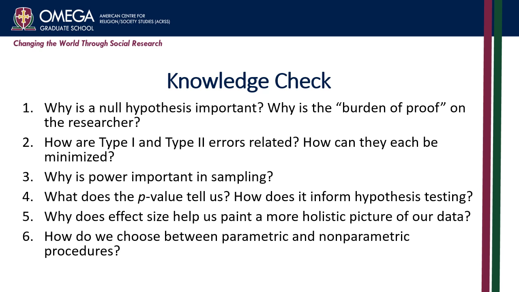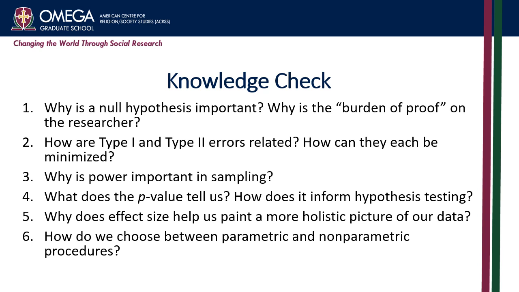Well, we've covered a lot of concepts in this tutorial, so I'd like to pause for a knowledge check. Let's reflect on these questions. Number 1, why is a null hypothesis important? Why is the burden of proof on the researcher? Number 2, how are type 1 and type 2 errors related? How can they each be minimized?